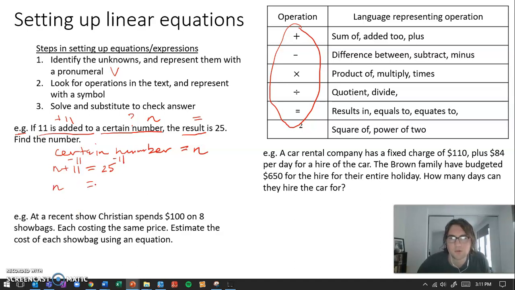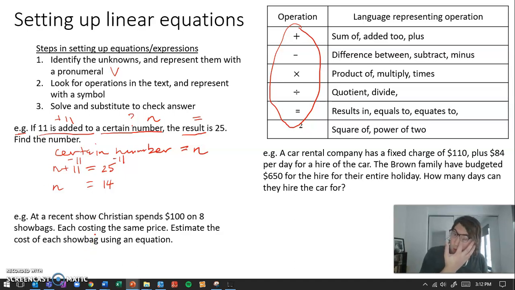N is equal to 25 minus 11. 20 minus 10 is 15, 5 minus 1 is 4, so we're going to get 14. So n is 14, and that makes sense. If I substitute it back, 11 is added to a set number, 11 plus 14 is going to be equal to 25. All right, example number 2.